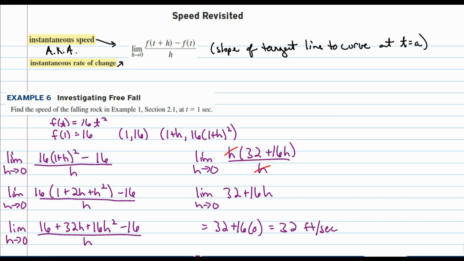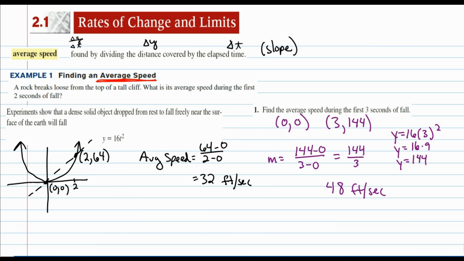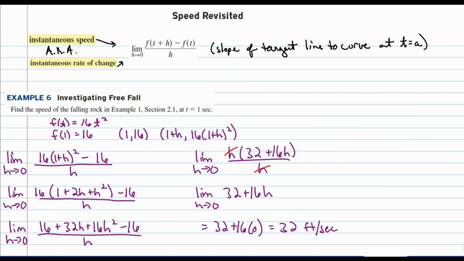Woo! In section 2.1, that's not the sound that going back in time makes, but I can't make that, so that's fine. We're going to go back to 2.1 example 1, and we were working on the average speed of this rock falling off of a cliff, and we were looking at its position at time 0 and time 2 seconds, and we found the average speed or slope. We also did the same for 0 seconds and 3 seconds. So now we're going to find the instantaneous rate of change of that same rock.